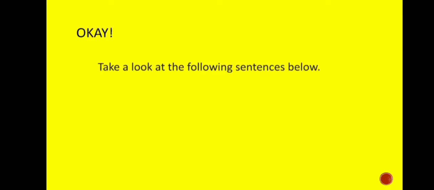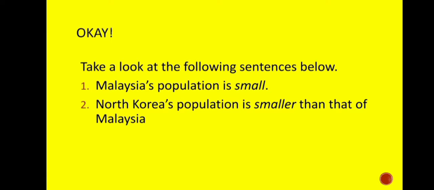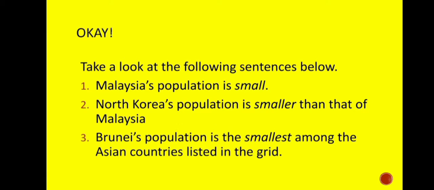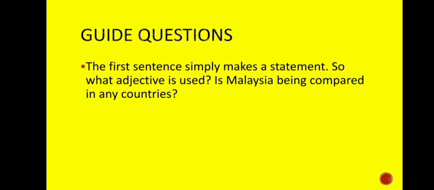Okay, so take a look at the following sentences below. Malaysia's population is small. North Korea's population is smaller than that of Malaysia. Brunei's population is the smallest among the Asian countries listed in degree. So the first sentence simply makes a statement. So what adjective is used? Is Malaysia being compared to any countries?